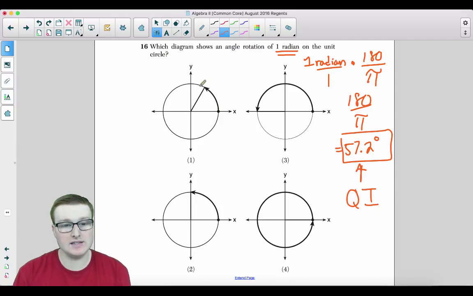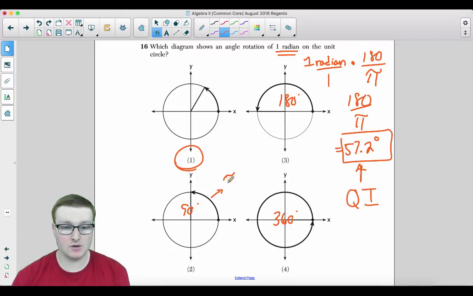Well, this is about 57-ish. This shows 180 degrees. That doesn't make sense. This shows a 90-degree rotation. And this shows a full 360. So your answer is choice 1. Not too bad, right?